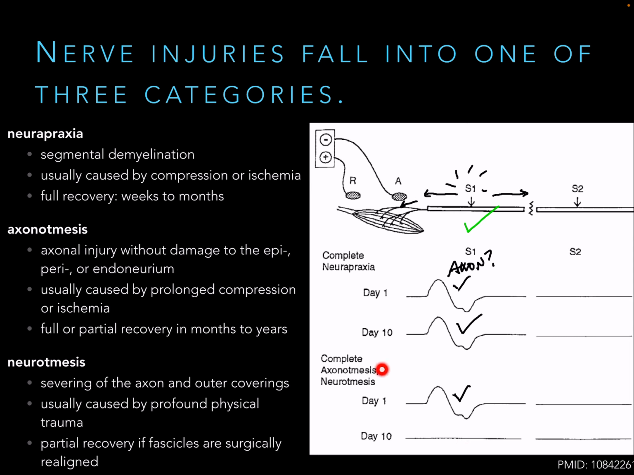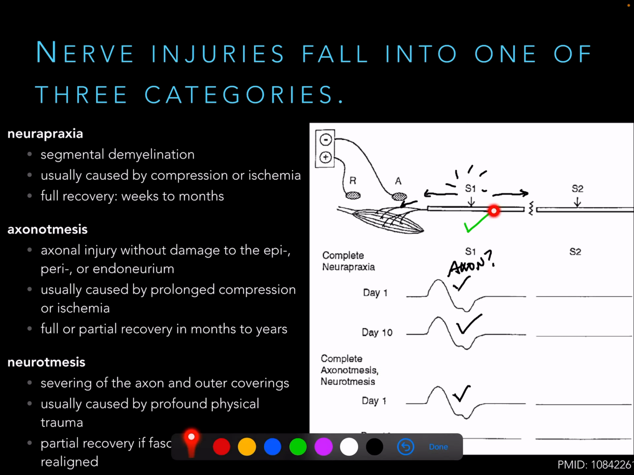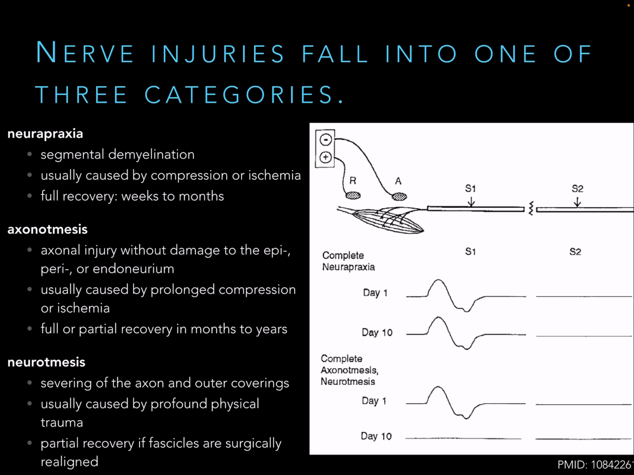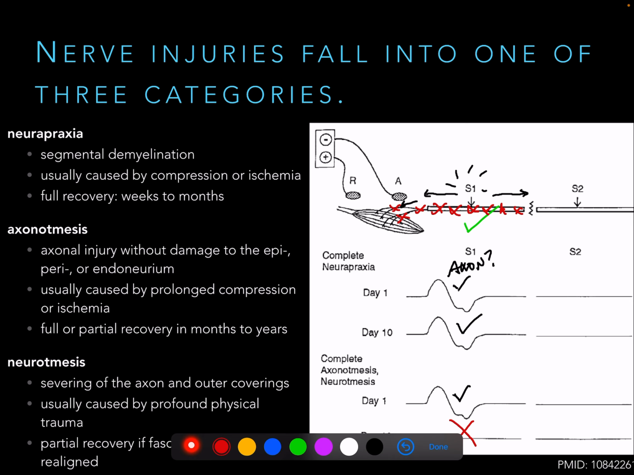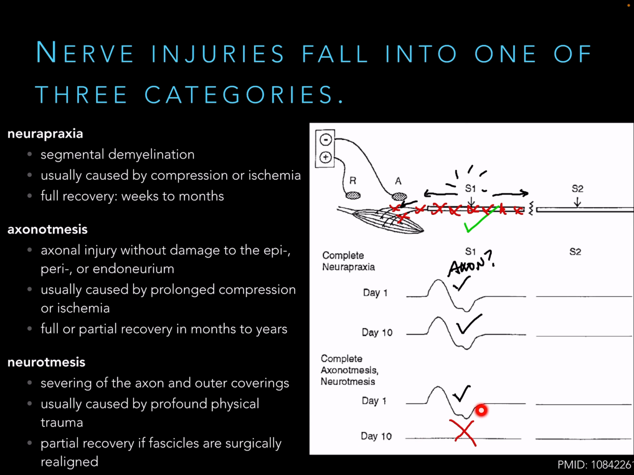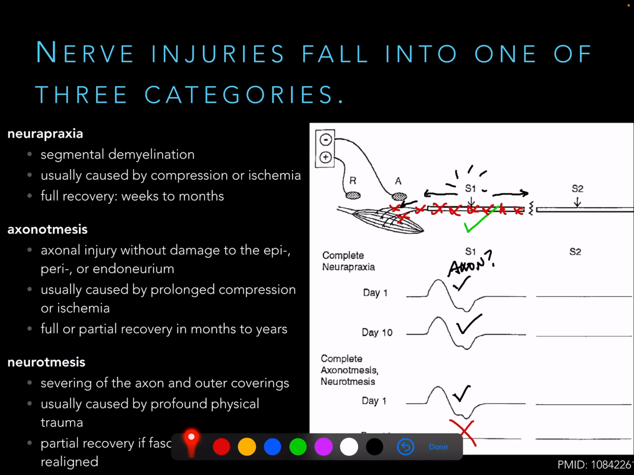Well, because it's an axonotmesis or neurotmesis, we get degeneration of the axon. So between day 1 and day 10, this axon slowly degenerates. We get anterograde axonal degeneration. And so we see no response down here at day 10. So this tells us we have death of the axon, and therefore it cannot be neuropraxia.